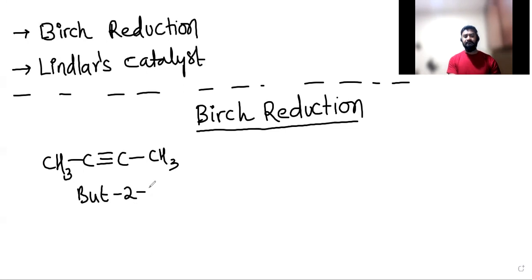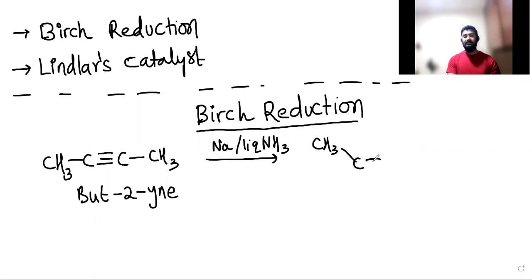Now, we basically add hydrogen to it, but not in a traditional method. We use it in a different way. We use sodium in liquid ammonia, and when they react with each other, we ultimately end up getting a trans product. We get this product as an answer. Now, it may be very difficult for you to digest in the first go, but I'm going to discuss the mechanism right now, which will clear things up for you.